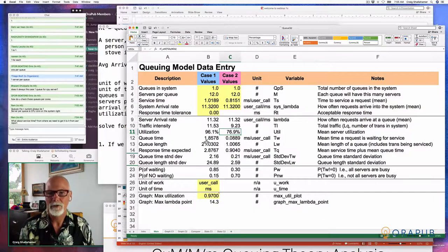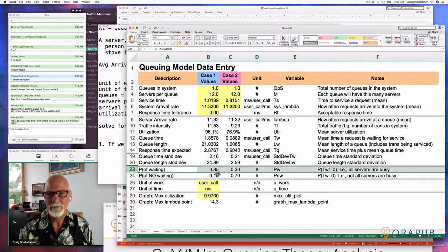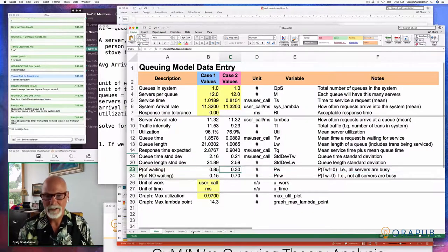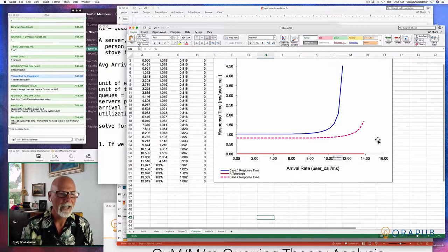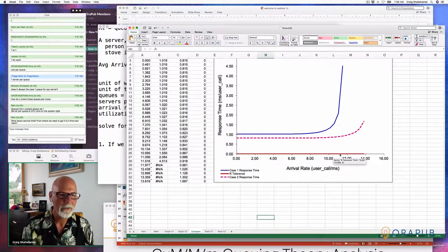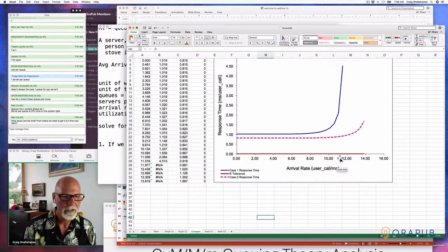It drops from almost 2 milliseconds to under 1 millisecond. And the average queue length goes from 21 to around 1. Much, much better situation. In fact, the probability of waiting was 85% of the time. Now it's only 30% of the time. So let's actually compare these charts right now. Okay, here we go. Now, I could make this look better, but we're right around 11.3.